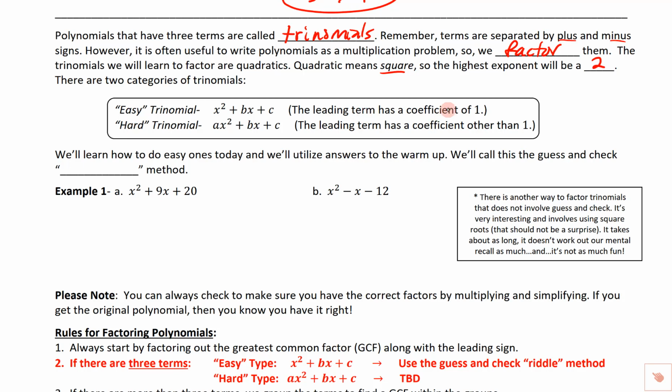The easy type of trinomial has a leading coefficient of 1. So notice there's a 1 missing right here. If there's no number in front, then it would be a positive 1. If there's something other than 1, we're going to call that a hard trinomial. Now, we're going to learn the easy ones today, and we're going to utilize some of the stuff that we did in the warm-up, and then we'll learn how to do the hard ones in the next section. And we're going to call this the guess and check riddle method.